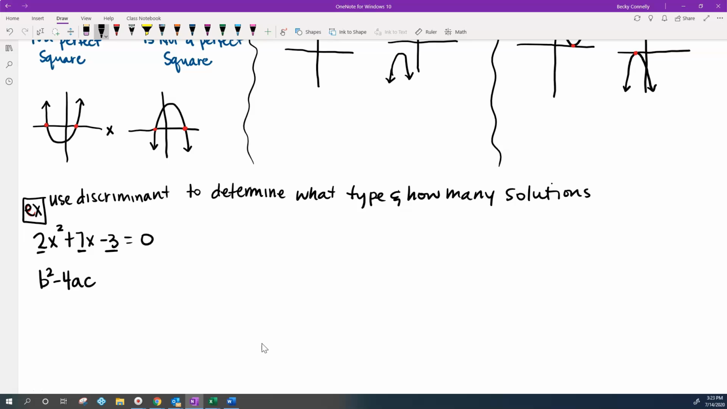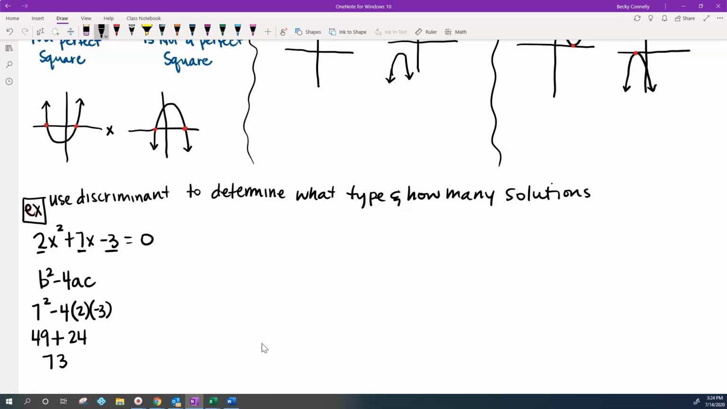We've got our a coefficient, our b coefficient, and our c coefficient. So when I put those in here, my b is 7, so I've got 7 squared minus 4 times positive 2 times negative 3. Then we simplify. I get 49, and a negative times a negative gives a positive. 4 times 2 is 8, 8 times 3 is 24. So 49 plus 24 is 73.